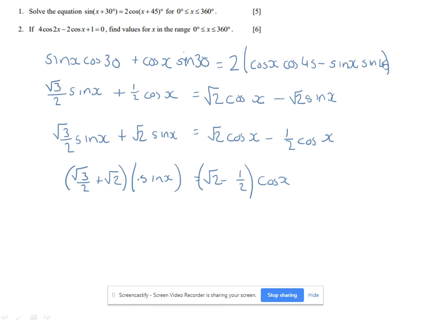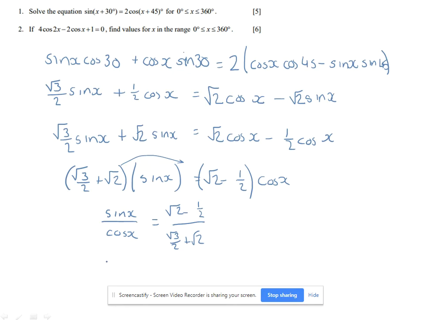So now we need to get sine over cos, because sine over cos is equal to tan, so we end up with sin x over cos x. So we've divided that one over there, which means we've got to bring this one over to this side, bring that over to that side. So we end up with root 2 minus a half all over root 3 over 2 plus root 2.